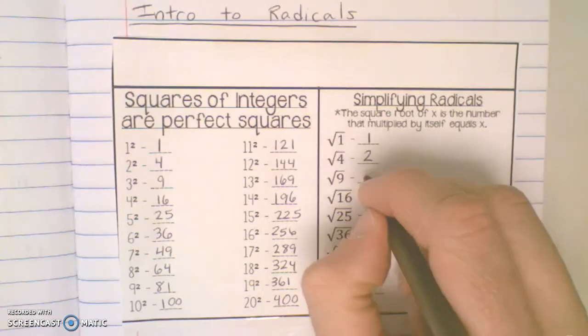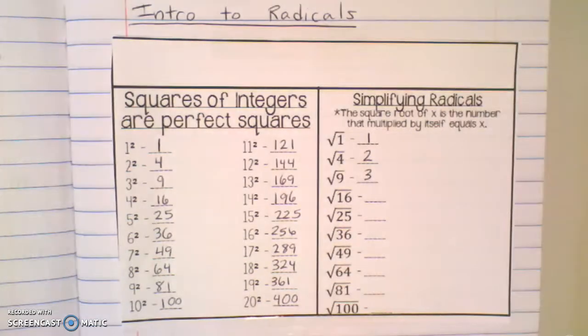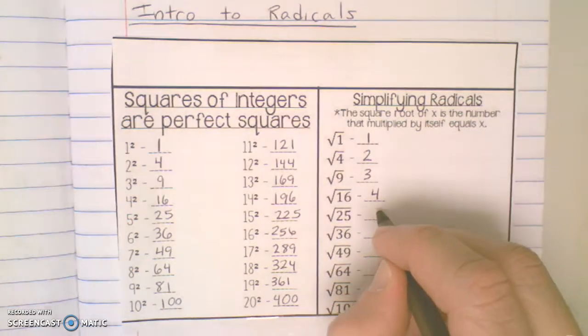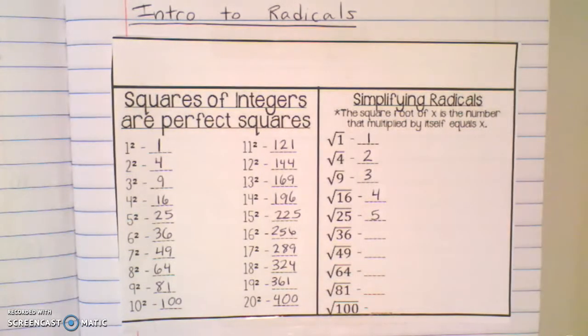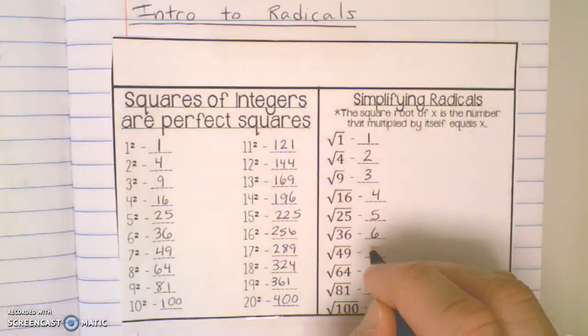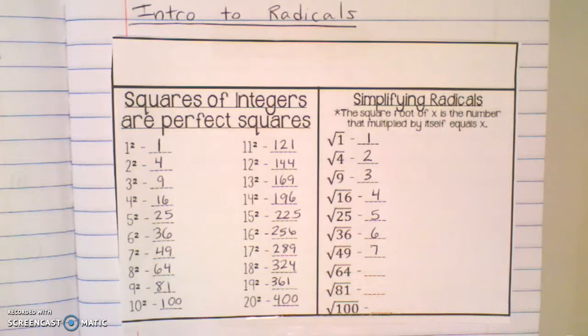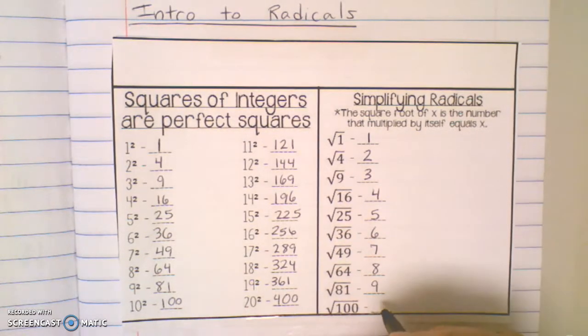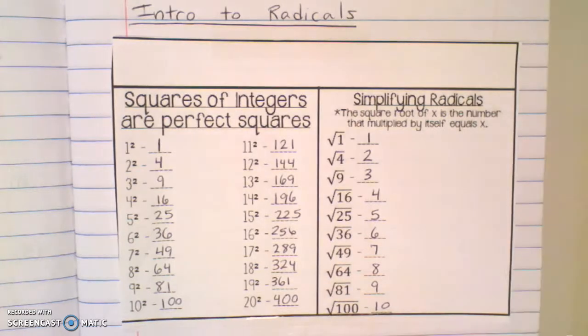Square root of 9 then would be 3. 4. Square root of 25 is 5. Square root of 36 is 6. Square root of 49 is 7. Square root of 64 is 8. 81 is 9. And then 100 is 10. So what number multiplied by itself gave you that number? So that's all stuff you should know already about radicals. Those are the radicals you've seen.